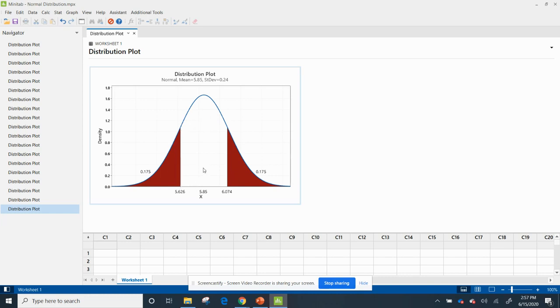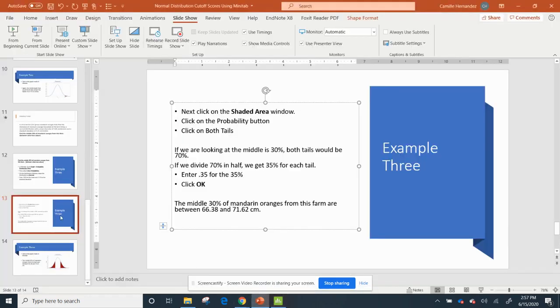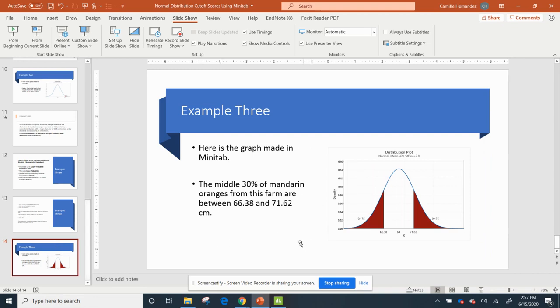So I kind of faked it. I made it work for me, though, because even though I knew the middle, I could figure out my tails and then get the middle. So if I go back to my picture, the middle 30% for this farm are between 5.38 and 6.32. Does that make sense? So that's how I did it. Again, I took the middle area, subtracted it from 1, got each tail, and then I got the value.